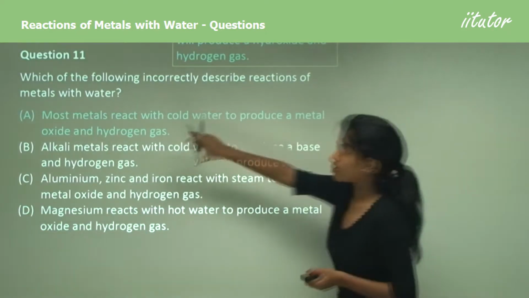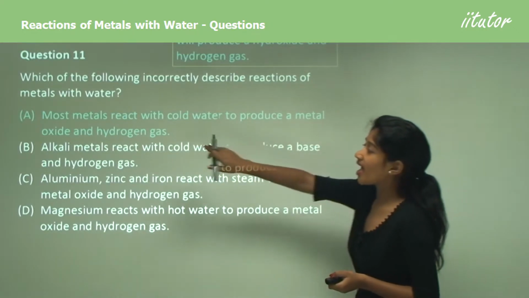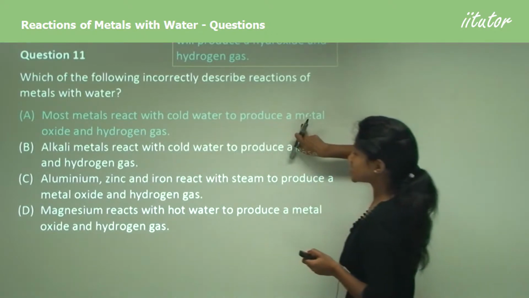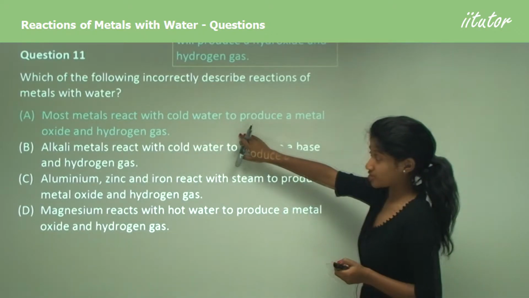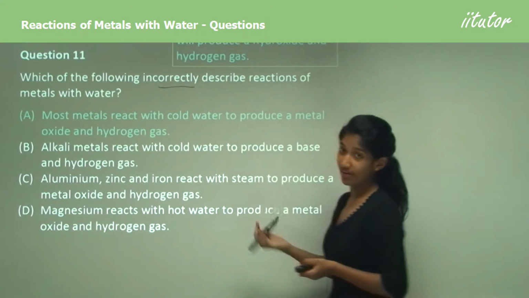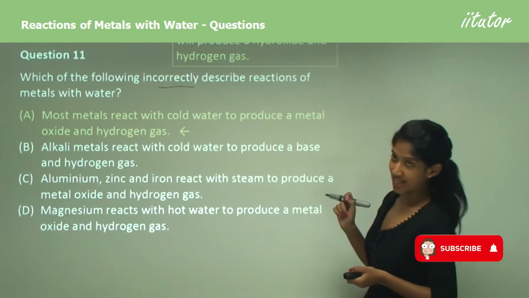And A, most metals react with cold water to produce a metal oxide and hydrogen gas. So that's incorrect because it's metal hydroxide and hydrogen gas, making this the correct answer because it's asking for the incorrect description. So question 11, A is the correct answer.